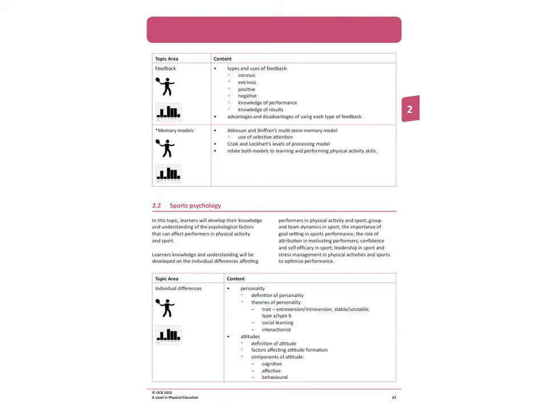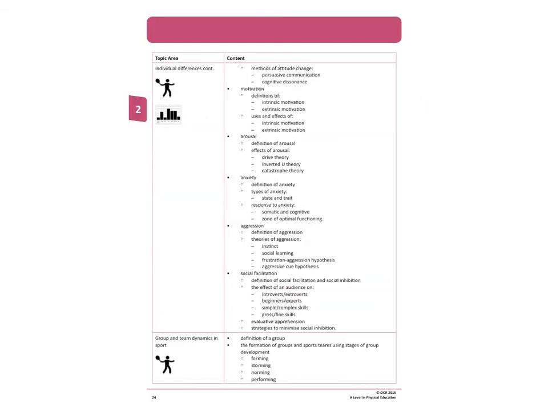Now a big section of this unit is called individual differences. Within that we have personality and attitudes, motivation, arousal, anxiety, aggression, and social facilitation and inhibition. Now, that is a big chunk of the course. Okay, that'll take quite a long time to get through. So individual differences is quite a big section. Then we move on to group and team dynamics in sport.